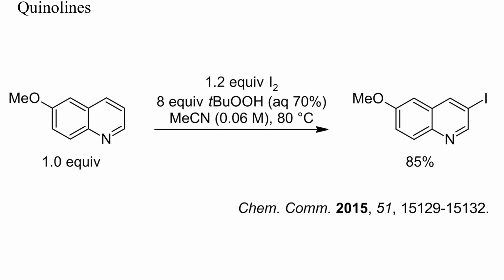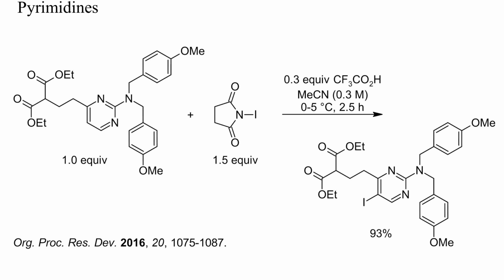This example shows that position 5 in pyridones can be iodinated selectively in the presence of a benzyl amino group. Quinolines are much more reactive than pyridines because, like a naphthalene, only one of the two rings is truly aromatic. The starting quinoline of this example reacted with iodine and an excess of tert-butyl hydroperoxide in refluxing acetonitrile to a 3-iodoquinoline.